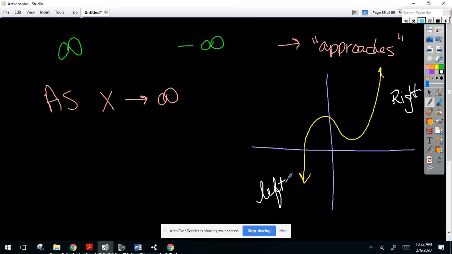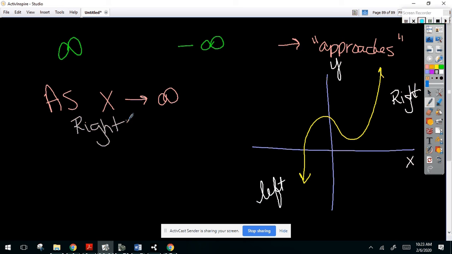Okay, so I want you to think about this for just a second. Using this terminology, as x goes to infinity, what might I be talking about? Which is x and which is y? X goes to infinity. Infinity's really big, right? Which direction does x get really big? To the right. That's what I wanted you to get there. So this is saying the right end of the graph.